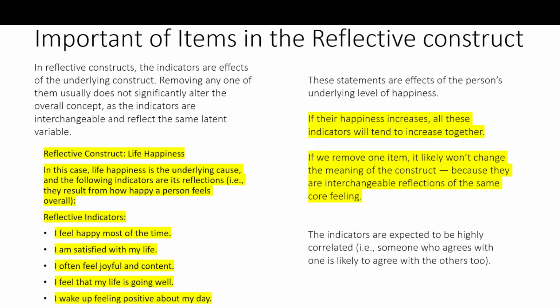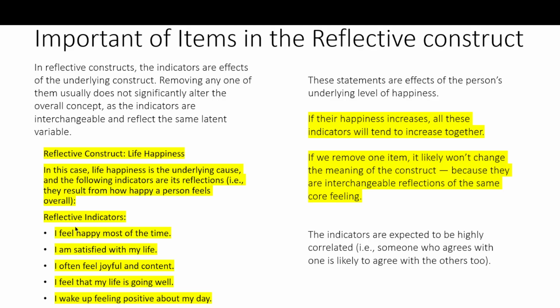Now, let's see what is the importance of items in a reflective construct. In a reflective construct, the indicators are effects of the underlying concept, and removing any one of them usually does not significantly alter the overall concept, as the indicators are interchangeable and reflect the same latent variable. Let's see. We assume that life happiness is a reflective construct, and in this case life happiness is the underlying cause and the following indicators are its reflections.